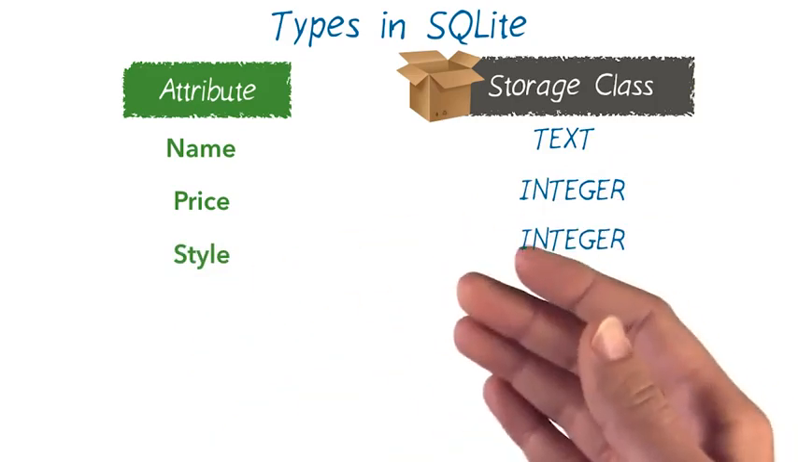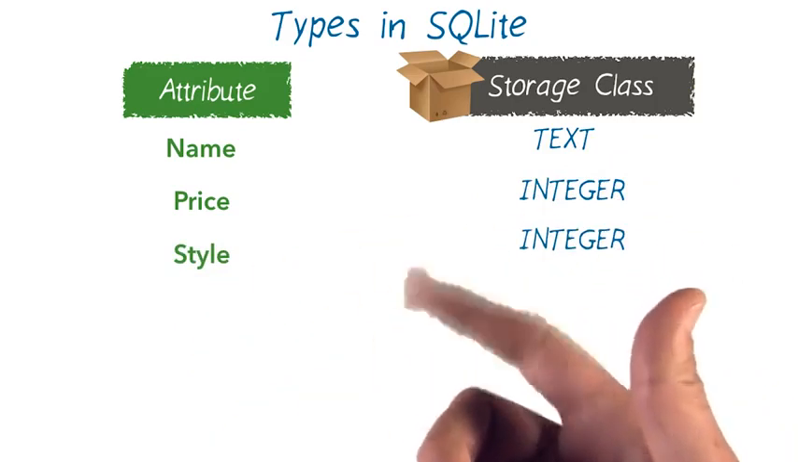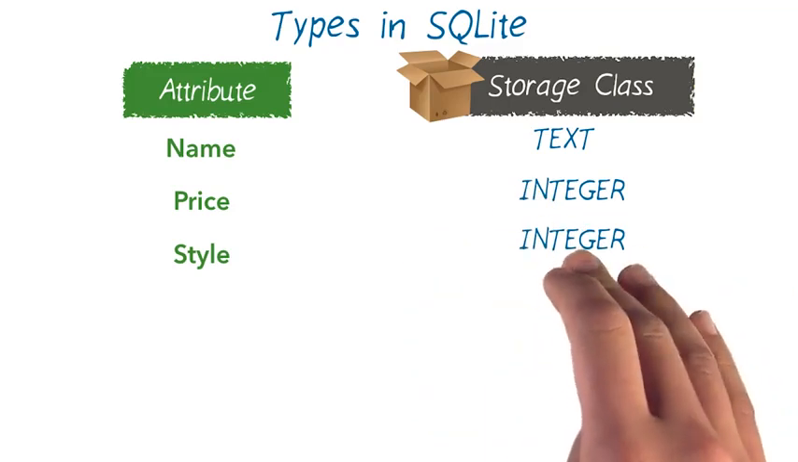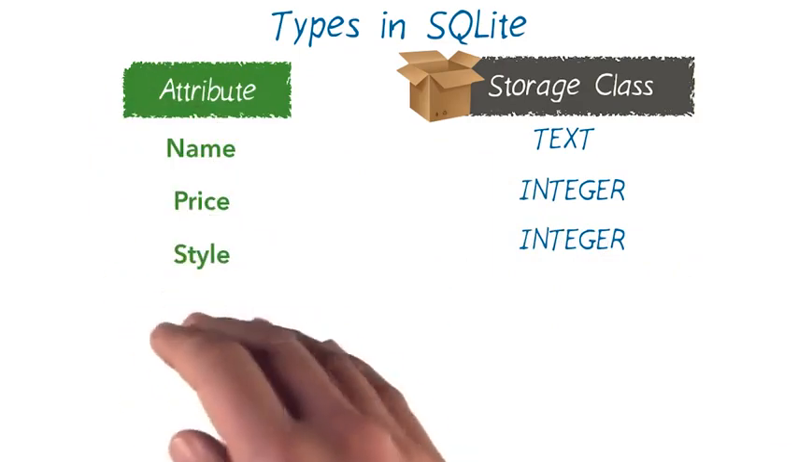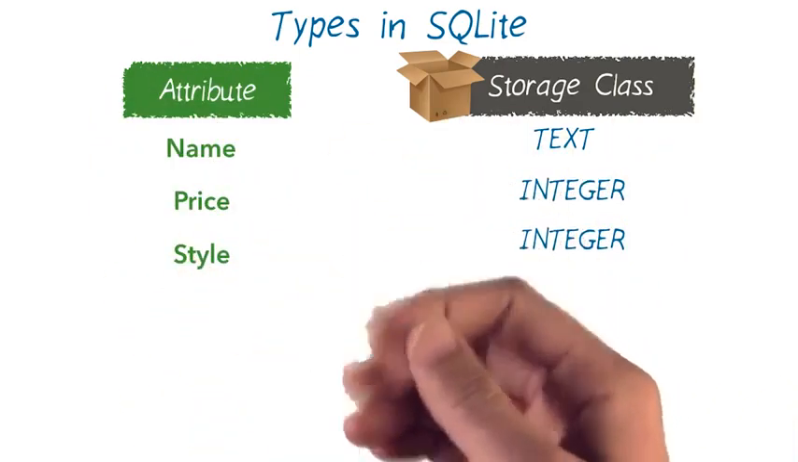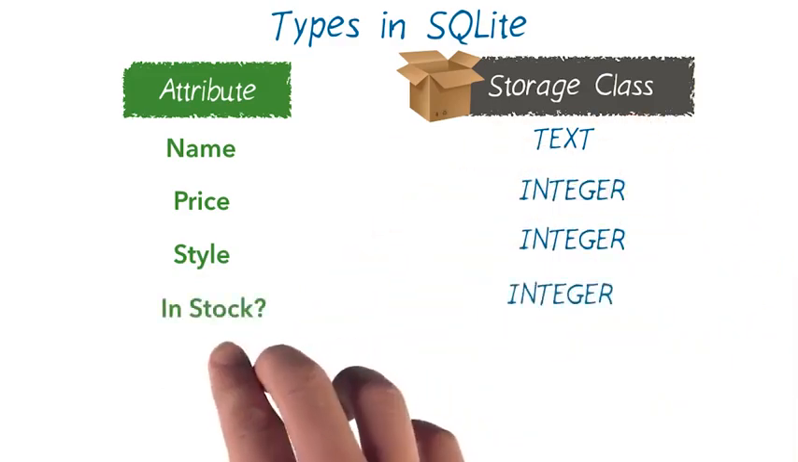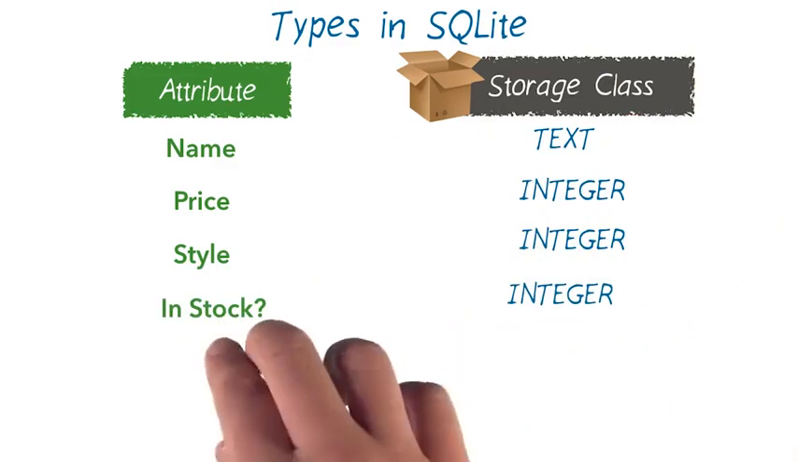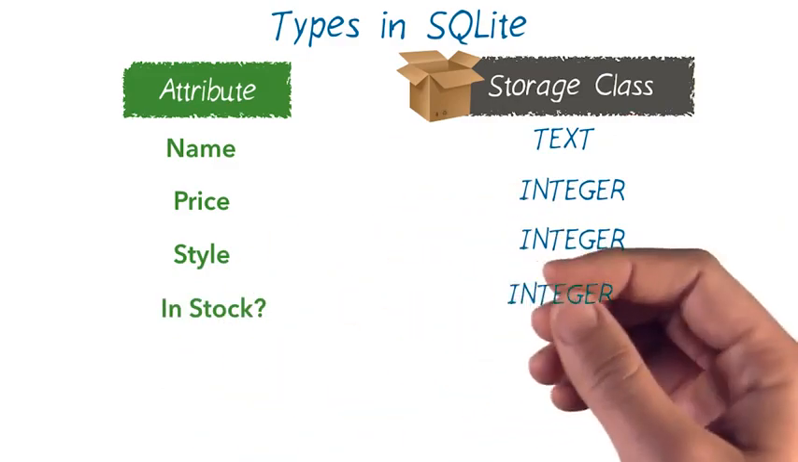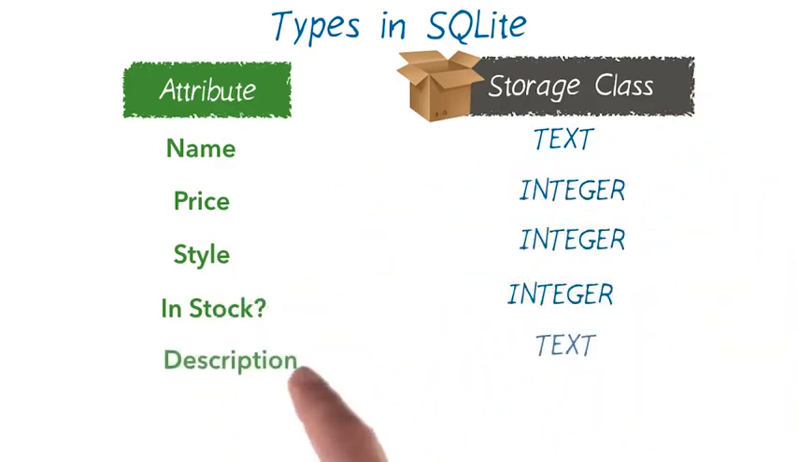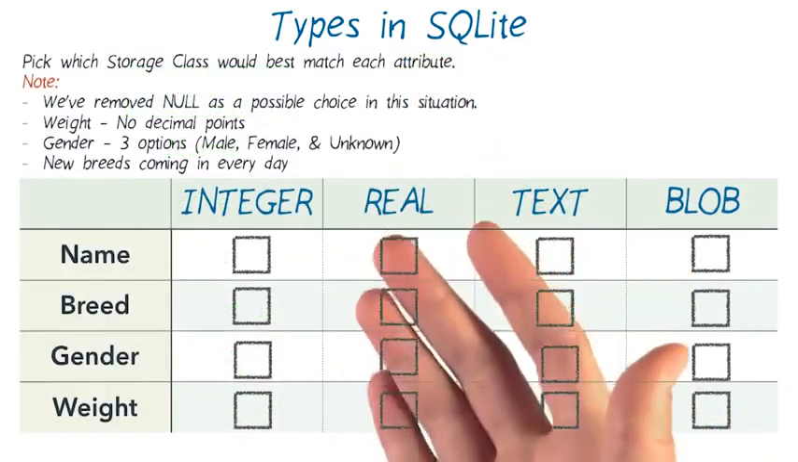And next we have style. Remember the different styles we had could be earbuds, over-ear, on-ear, or bone conduction? Well, in this case, we can store it as an integer and associate an integer value with the style. So say 0 for earbuds, 1 for on-ear, and so on and so on. Next up, we have in stock, and we want to store this as an integer. So in stock is essentially a boolean, meaning that we can store 0 for not in stock or 1 for in stock. And lastly, we have the description, and this can be simply stored as text.